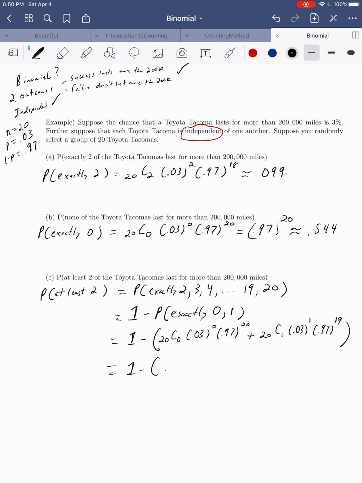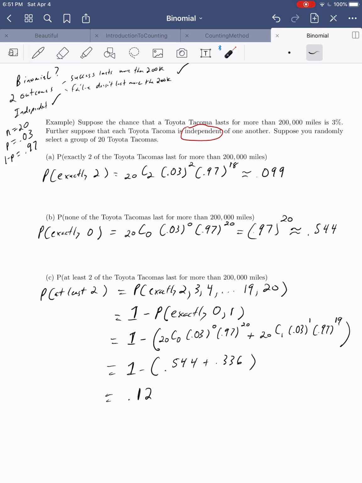So this right here, we already did this guy, would be 0.544. And the other one would be 20 times 0.03 times 0.97 to the 19. That looks like it would come out as about 0.336. And if we do that, 1 minus parentheses 0.544 plus 0.336, that looks like it should come out as 0.12. So there's only about a 12% chance that at least 2 out of those 20 trucks will last for more than 200,000 miles. So these 2 examples basically show you guys how to use this binomial formula when you have a binomial probability experiment.